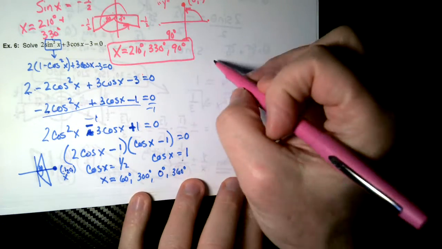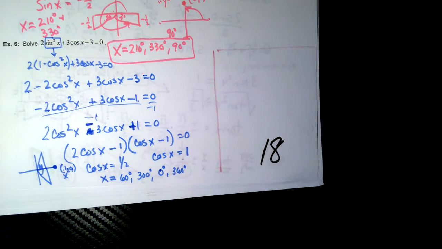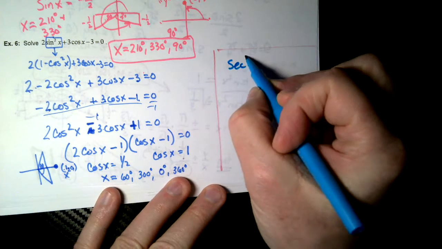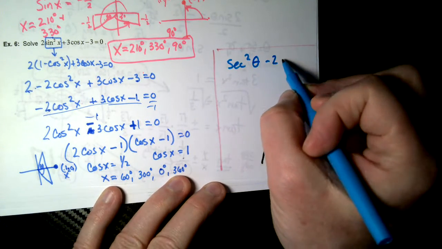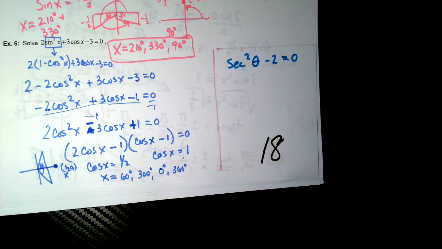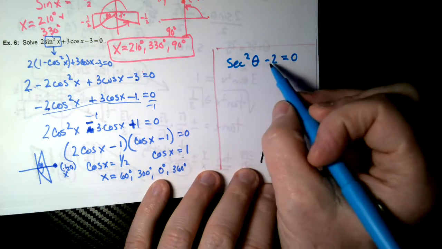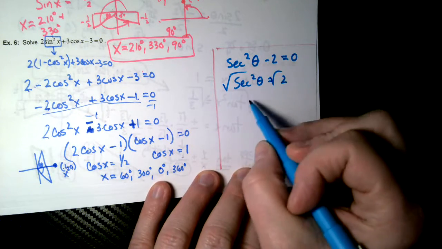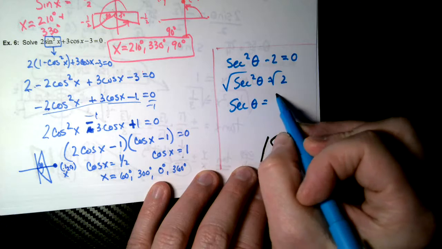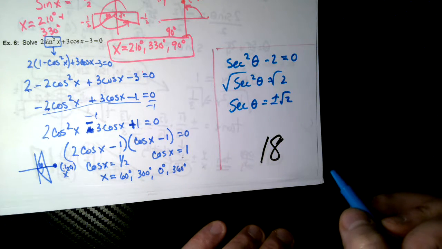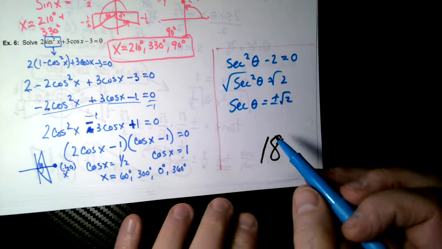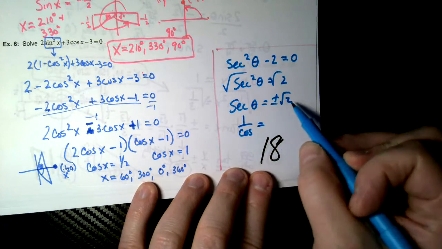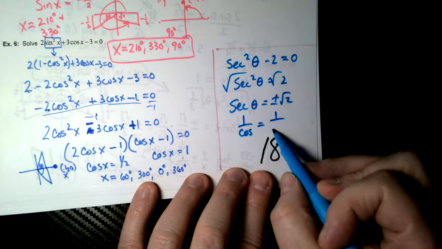Well, let's see if I could squeeze in one more example. Oh, helps if I have a pen that works. Let's go. How about secant squared theta minus 2 equals 0. Secant squared theta minus 2 equals 0. Add 2 to the other side. Square root it. Secant theta equals plus minus root 2. So remember, secant is 1 over cosine. So I got to do the reciprocal over here.